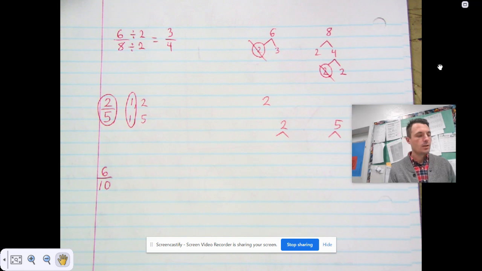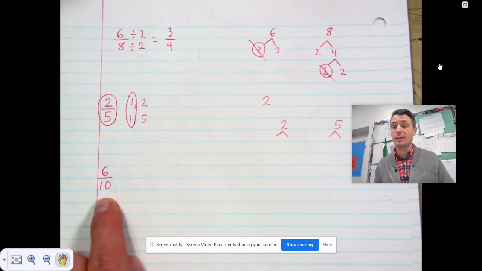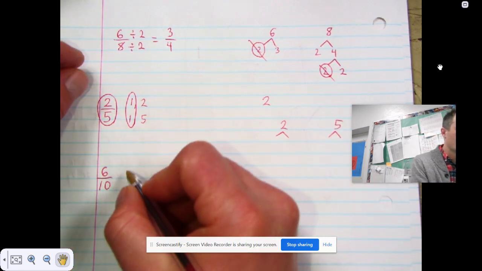Okay. Now, you can do prime factorization, or you can list all the factors. When it's small numbers like this, it's actually pretty easy to list all the factors. So let's do it that way this time.